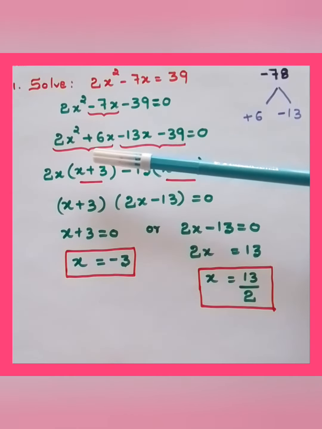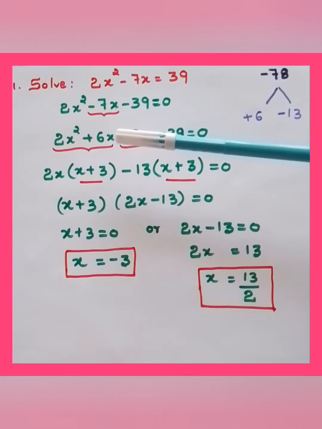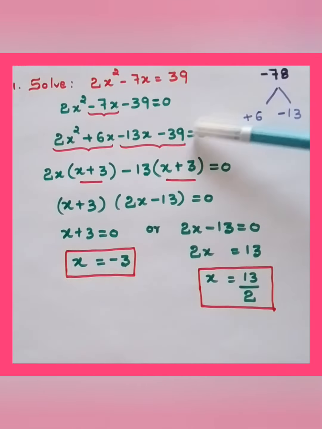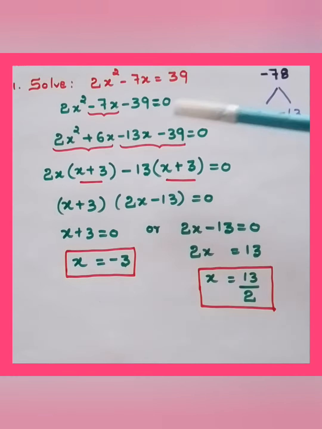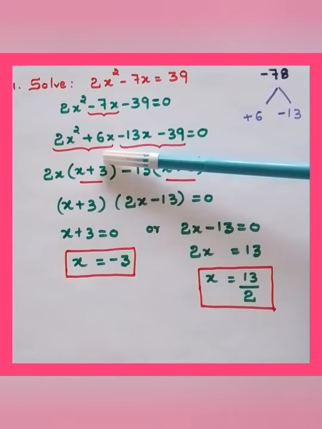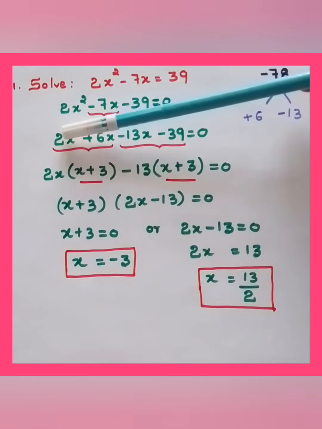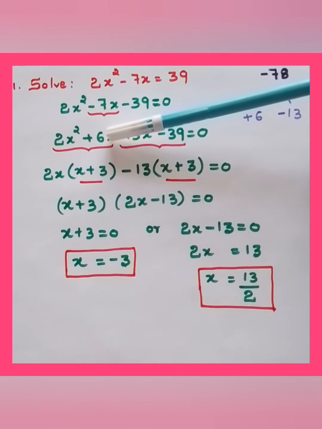And how to write this? 2x square as same. Instead of minus 7x only, we have chosen these numbers. So, we can write plus 6x minus 13x minus 39 is equal to 0. Then we can group these two and take the common factor from the first group and the second group. In the first group, what is the common factor? 2x. Here also you can find 2 and x. Here also you can find 2 and x as common.